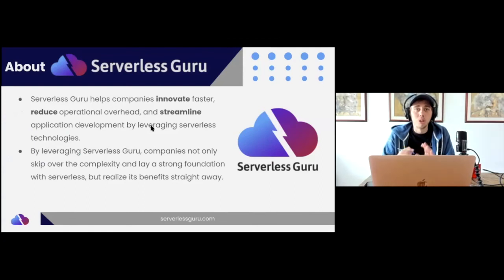First off, just a little context. What Serverless Guru does is we help companies innovate faster, reduce operational overhead, and streamline application development by leveraging serverless technologies. What that looks like is that because of our years of experience doing this and helping many clients, we can help you skip over the complexity, lay a strong foundation, and then get closer to the benefits of serverless a lot faster.